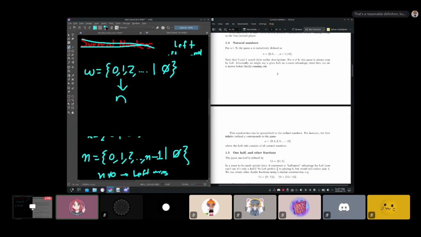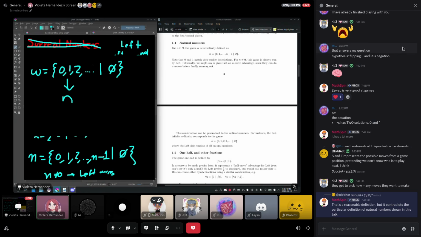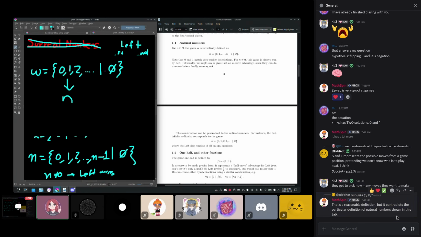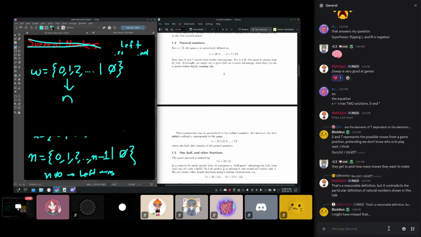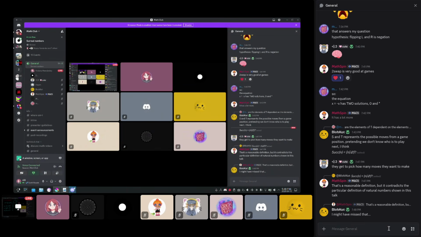And you can see how this generalizes to other ordinals. Again, if you know about the ordinal numbers, that's how you encode them as games. If you don't know about ordinal numbers, that's okay. That's not the topic of the talk today. You can stick with omega as your example of what's going on. They get to pick how many moves they want to make. Successor of n equals n bar empty set.